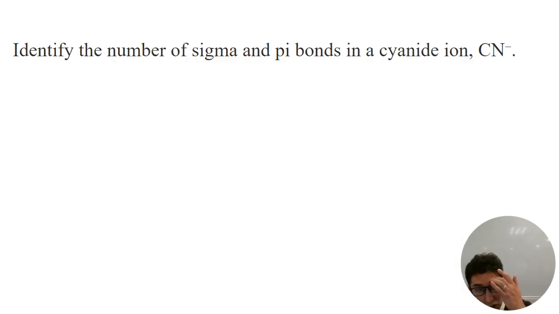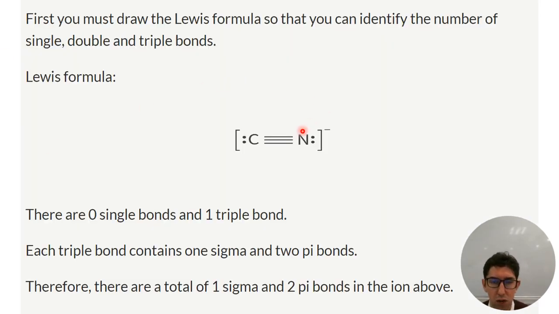Okay, try this question now. Identify the number of sigma and pi bonds in the cyanide ion. So you're going to have to work out the Lewis structure first. So pause the video, have a go. Okay, and then the answer. So there's our Lewis structure for the cyanide ion. We can see we've got a triple bond. Triple bonds consist of 1 sigma bond and 2 pi bonds.